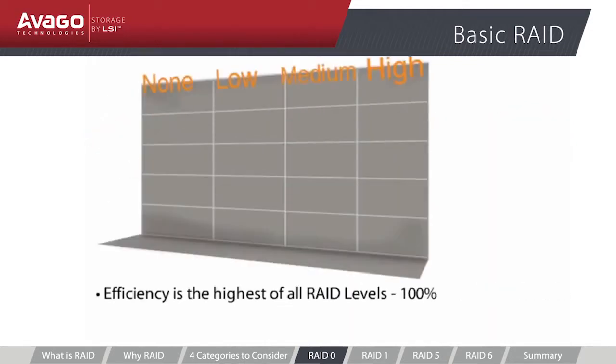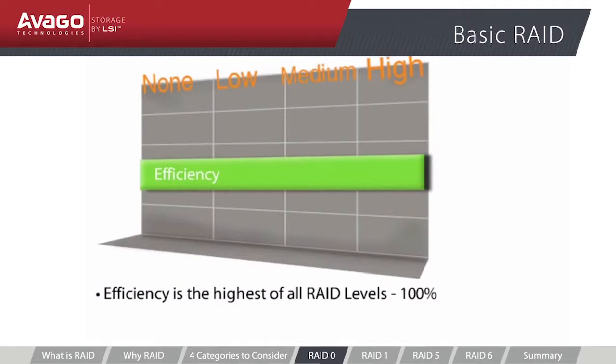Efficiency is the highest of all RAID levels. RAID 0 is 100% efficient. All drive capacity is available for user data. 5 2-terabyte drives equals 10 terabytes of available storage.